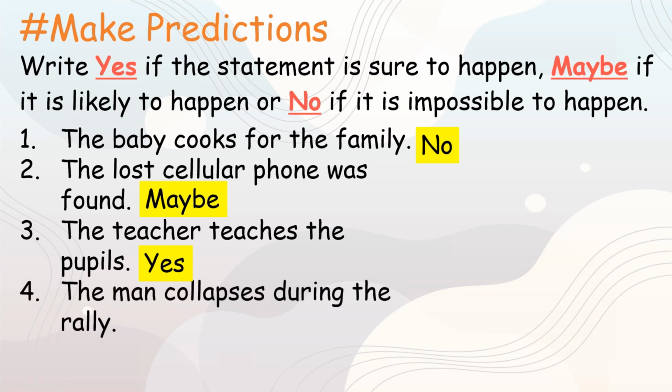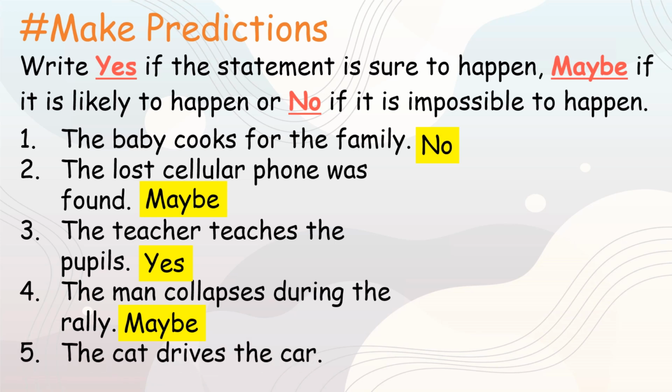And for question number 4, the man collapses during the rally. So, the correct answer is maybe. So, sa sobrang dami ng tao or sa sobrang siksikan or sa sobrang pagod, it could happen na magko-collapse yung tao doon. And then the last one, the cat drives the car. So, the correct answer is no. So, hindi po pwedeng mag-drive ng car yung cat. Okay.